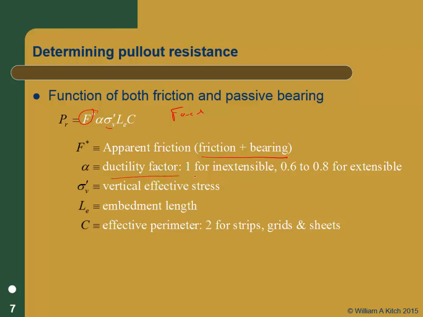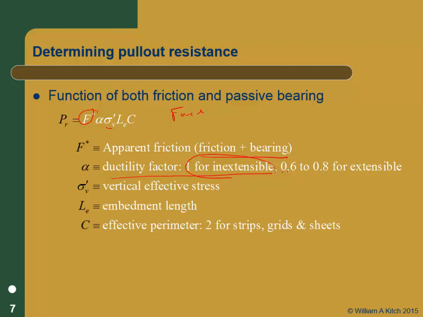Alpha is a ductility factor. This has to do with that phenomenon we talked about last time, which is how much of the load is carried by the reinforcement and how much is carried by the soil, and that's a function of how stiff the soil is versus the reinforcement. If the reinforcement is very stiff, you're going to transfer all the load to the reinforcement. If the reinforcement's not so stiff, you're not going to transfer all the load to the reinforcement. So alpha is equal to 1 for inextensible reinforcement.